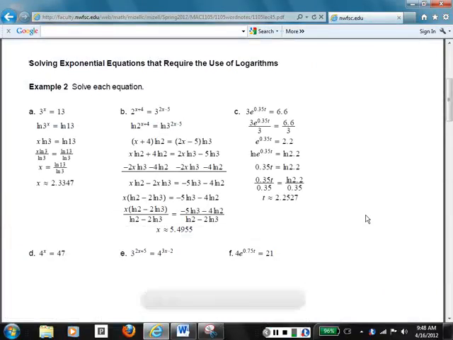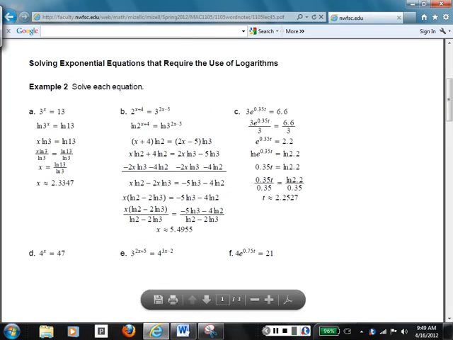Solving exponential equations that require the use of logarithms to solve them. We did 2 or 3 really nice exponential equations last time leading up to example 2D, where we took the natural log of both sides in order to solve that. Example 2E is considerably more involved, but let's look at the process that we would use to do this.